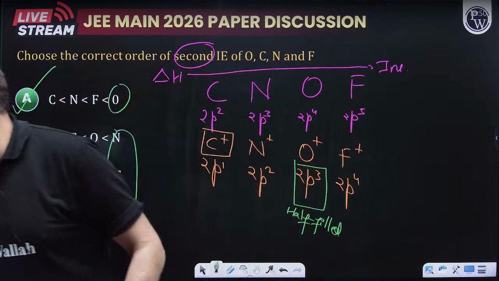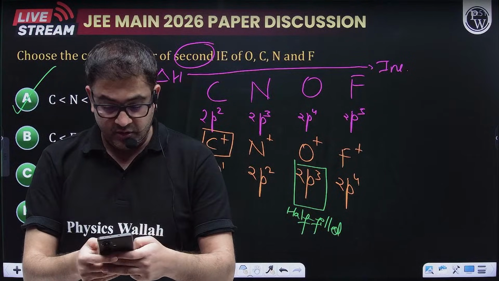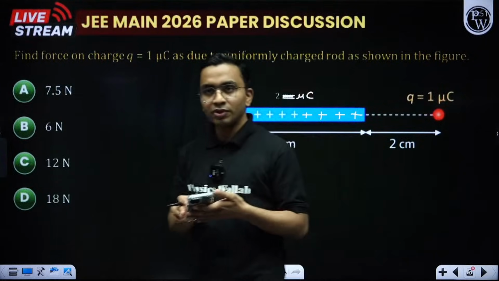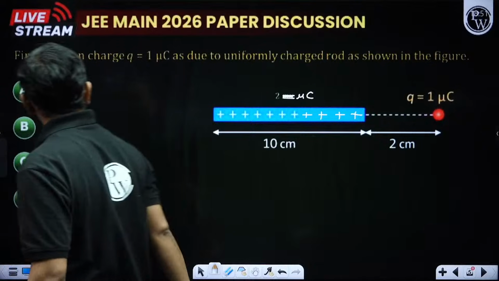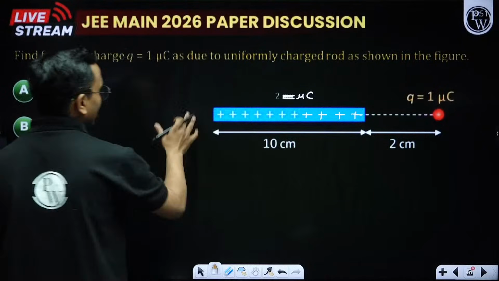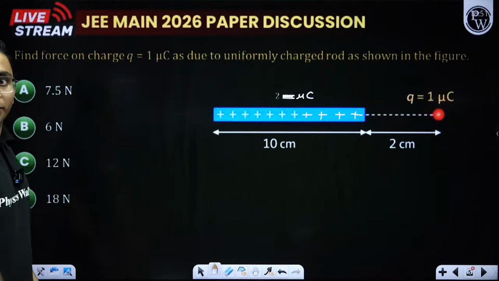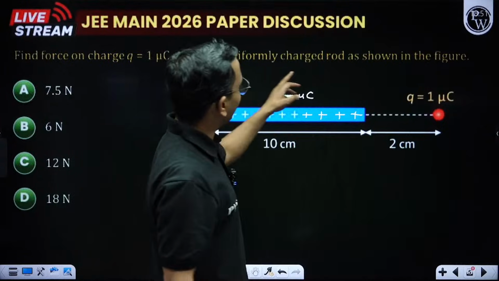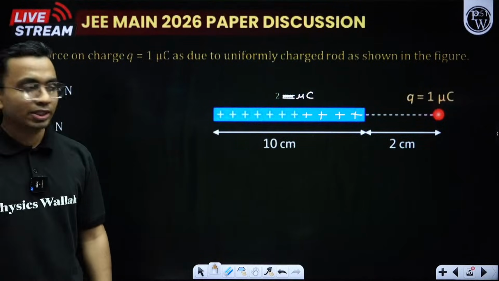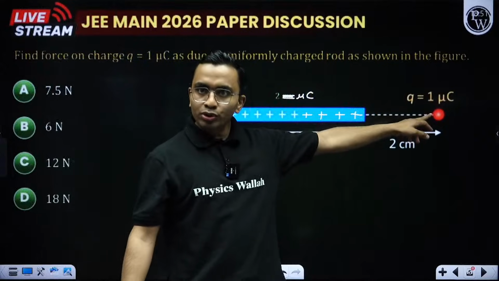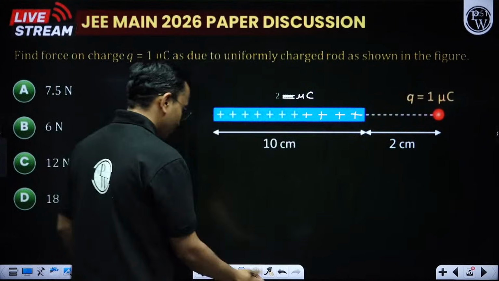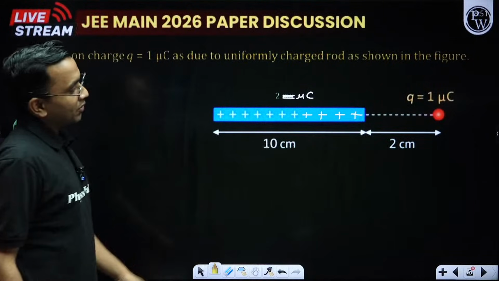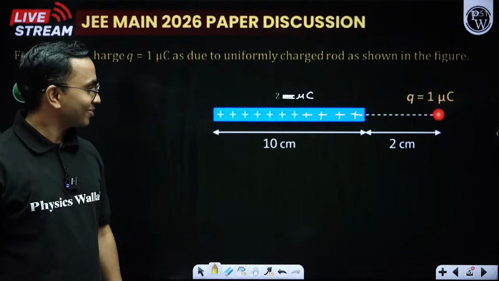Moving to the next question. Let's see, I have one more chemistry question or not. No. So Sumit sir is ready. Another question on physics, and here we have a uniformly charged rod. A point charge of 1 microcoulomb is kept there. Find the force on the 1 microcoulomb charge due to the uniformly charged rod as shown. We can find the field due to this rod, multiply that with the charge, and that will be the force. To find that, you need to do integration in this case.